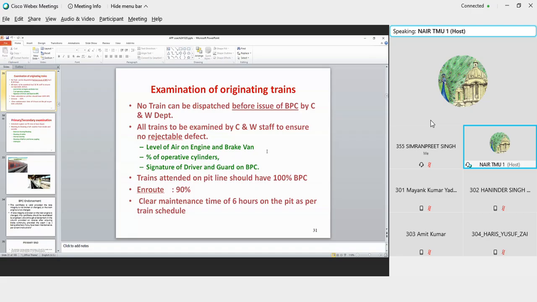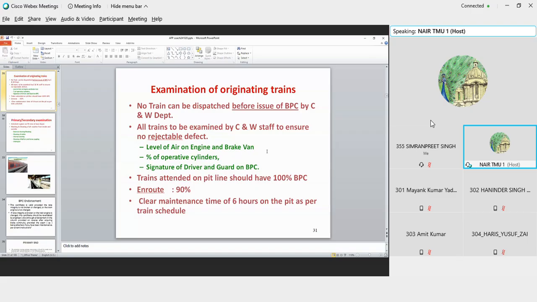So the BP, brake pipe pressure, is an indicator to tell whether there is any leakage in the train formation or not. So this information comes on the BPC, and no driver can start the train without a valid BPC. If he is starting a train with an invalid BPC, he is playing with safety because he doesn't know the number of operative cylinders in the train formation. So you will find none of the drivers starts a train without a valid BPC.